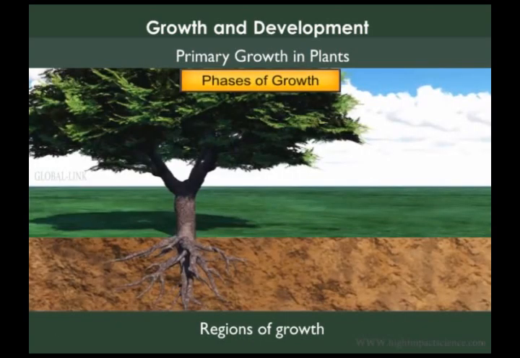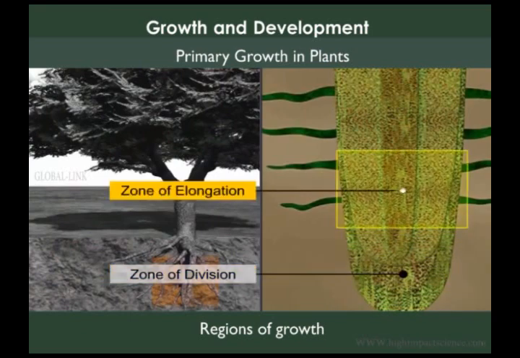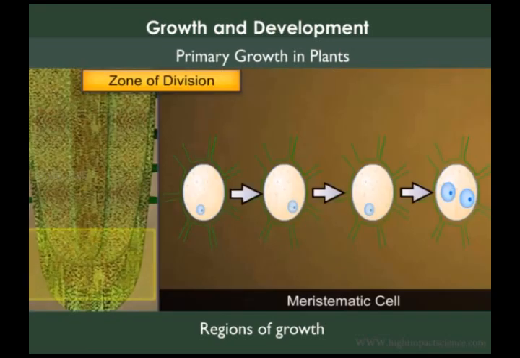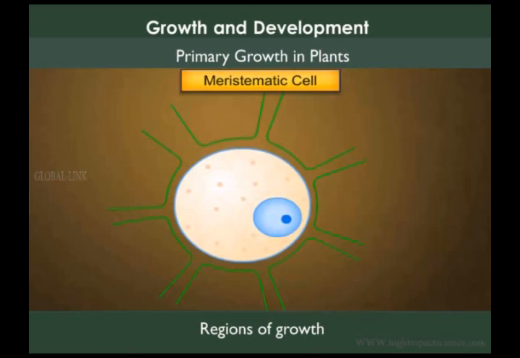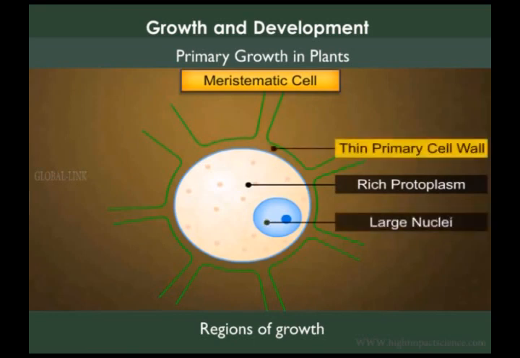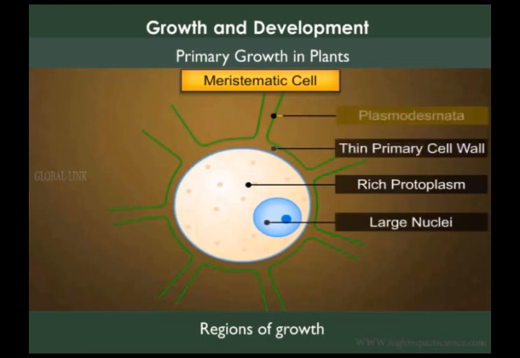The regions of growth in a plant root include the zone of division, elongation, and maturation. The zone of division contains rapidly dividing cells of meristem. These cells are characterized by a rich protoplasm or cytoplasm, large nuclei, and a thin primary cell wall with more plasmodesmatal openings.